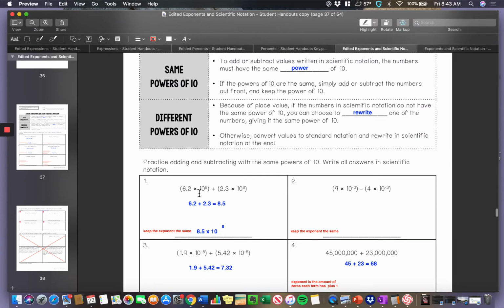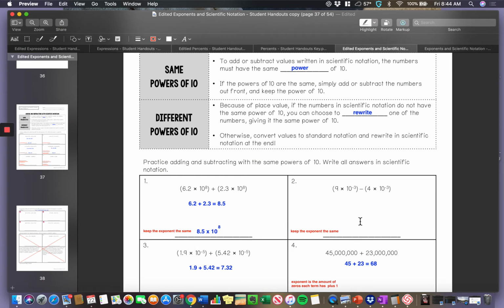So for number 1, for example, we had 6.2 times 10 to the 8th plus 2.3 times 10 to the 8th. So when we have anything that looks like this, we need to add the decimals together, and then your decimal will go right there. And then we keep the sign inside the parentheses, and then we keep the exponent. So if we are adding, we are still going to be multiplying inside of the parentheses, keeping that operation, and the exponent will stay the same.